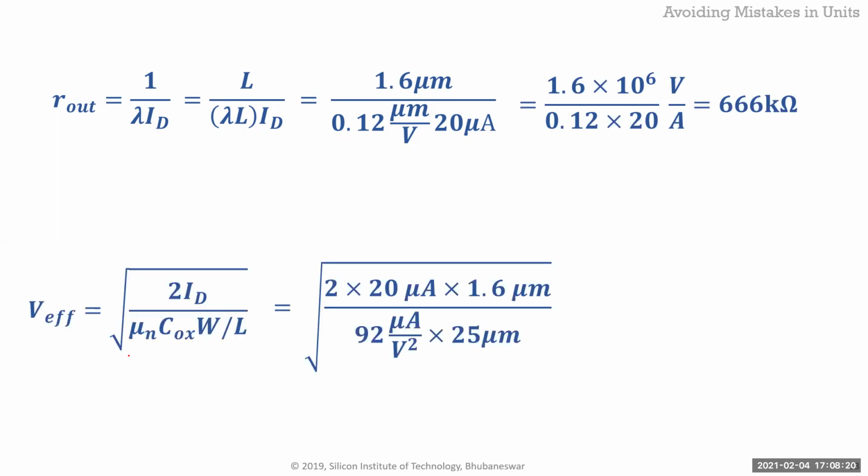Same thing, I say here, when you're calculating V effective, for example, typically your mu n Cox is given as microamp per volt square, right? So then keep the ID in microamp. That way you don't have to carry the 10 to the power 6s and minus 6s anywhere. You just go 20 over 92 and you're done. Same thing with W over L, L over W, I mean, obviously you keep it in micron.